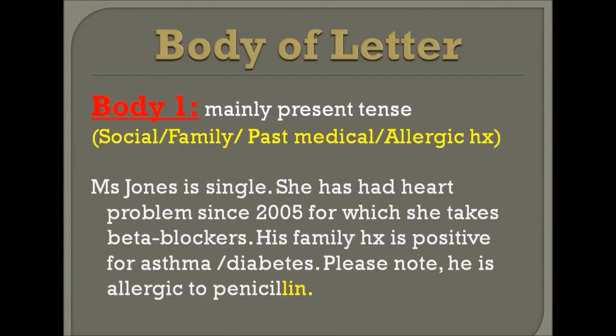Okay, let's move to the body of the letter. We divide the body of the letter into 3 paragraphs. In the very first paragraph, body 1, we will mention social, family, past medical history and allergic history, similar to the referral letter. We can write like, Mr. Jones is single, he has had heart problems since 2005, for which he takes beta blockers. His family history is positive for asthma, diabetes. Please note he is allergic to penicillin.